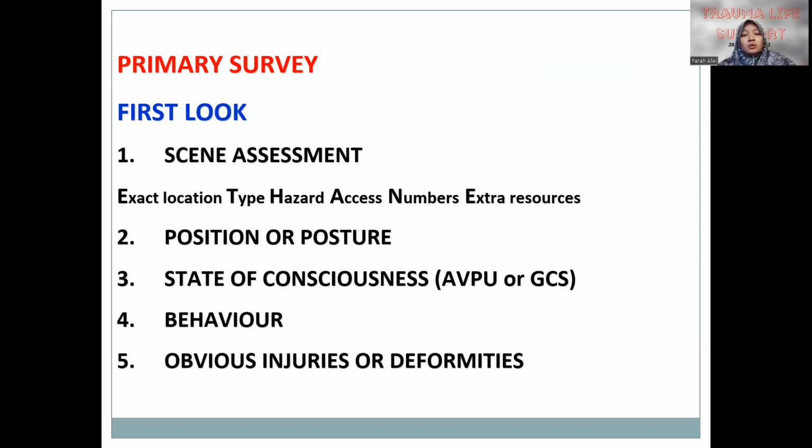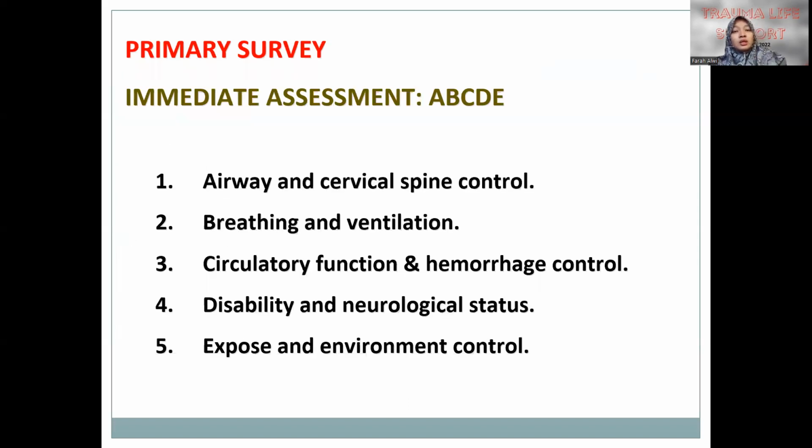And number 5, look for obvious injuries or deformities. Okay. So how to perform primary survey? Primary survey steps A, B, C, D, E. All right. A is for airway and cervical control. Right. B, breathing and ventilation.